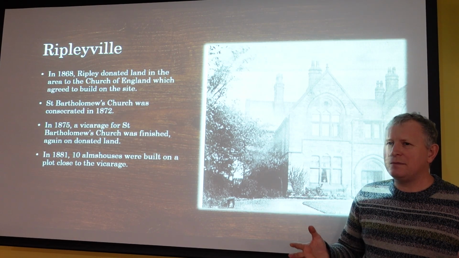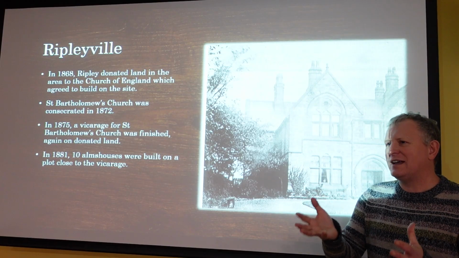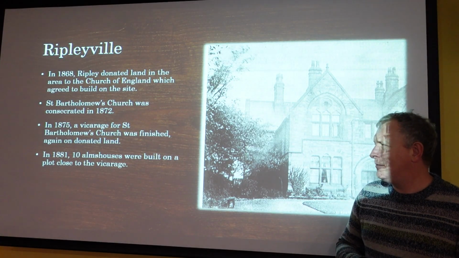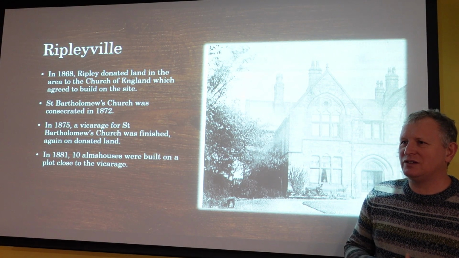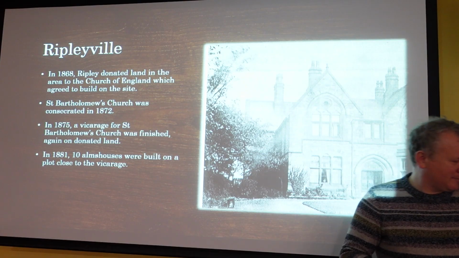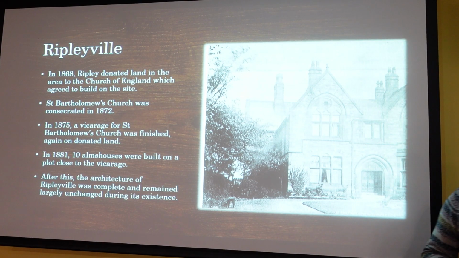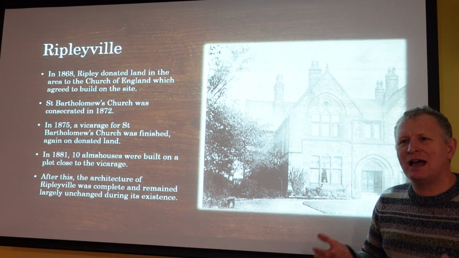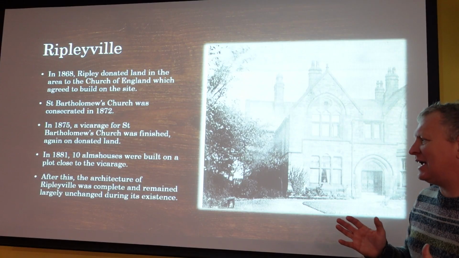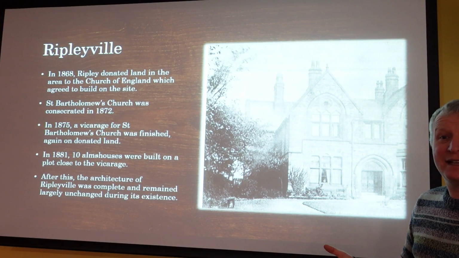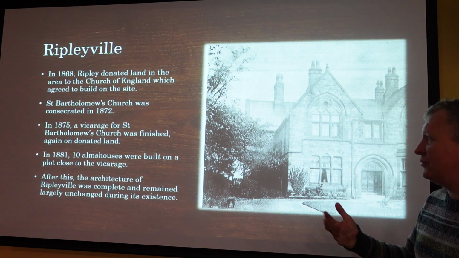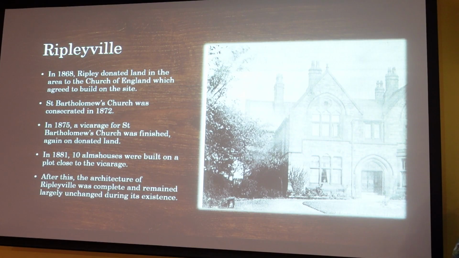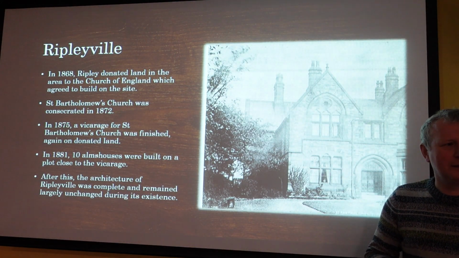They weren't usually very big, but they were essentially, I suppose, a bit like social housing in its time. But you had to meet a certain criteria in order to be offered one. So once this was done, basically Ripleyville was finished. The architecture of the area didn't really change that much for the rest of its existence. So by 1881, we're done, basically. Ripleyville, finished.